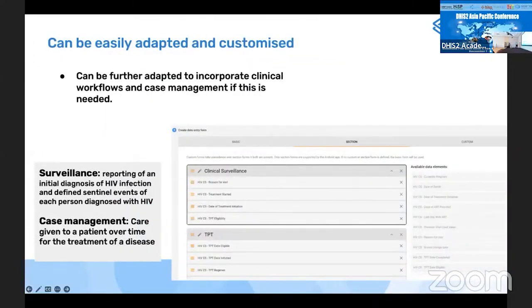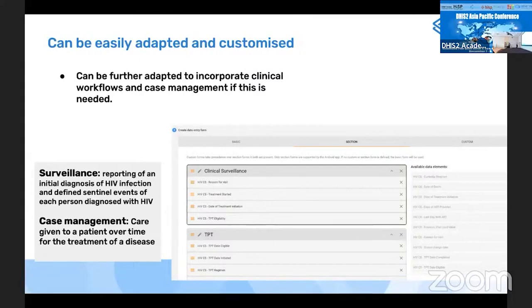So the idea behind developing these packages was to give the countries a baseline to work with, basically. So a country who wants to move from aggregate reporting of HIV to case-based reporting, they do not need to start from scratch. They have a reference available now. So that initial design is already a part of the package, which is open for customization and adaptation as per the national program needs. So the package itself can be adapted.